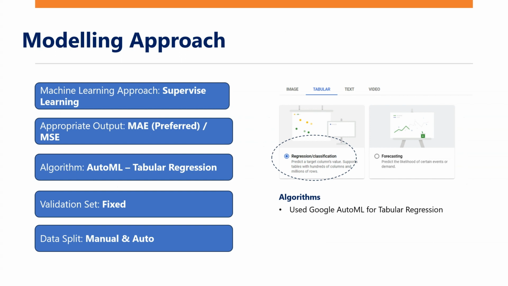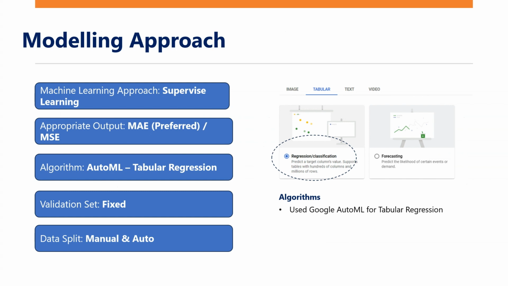The modeling approach that we took in this case was supervised learning. The appropriate output metric in this case is MAE, which is mean absolute error, and we can also look at mean squared error. Both these metrics can be used. However, our preferred one was MAE because there were no extraordinary outliers as a part of the input features. Since there are no extraordinary outliers within the input features, we preferred the MAE error metric.